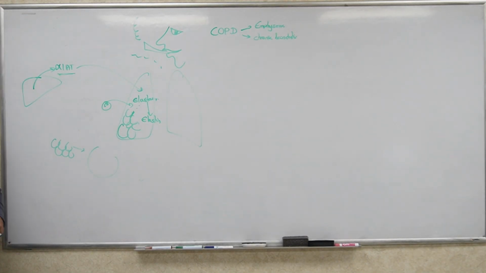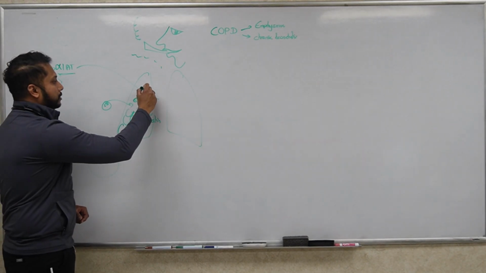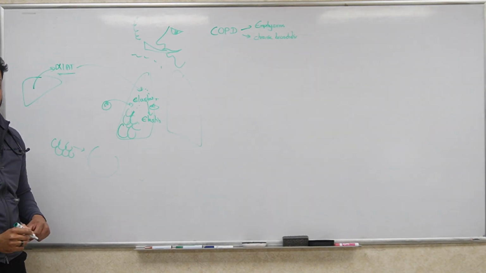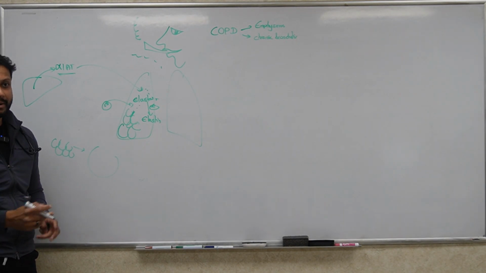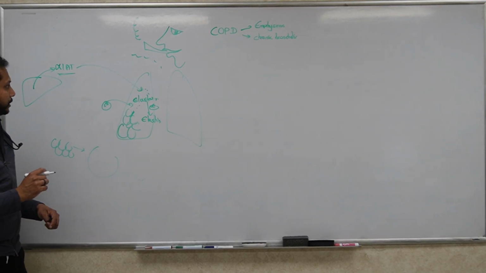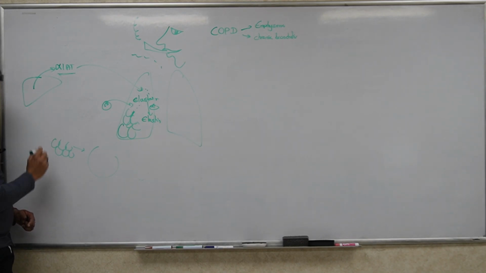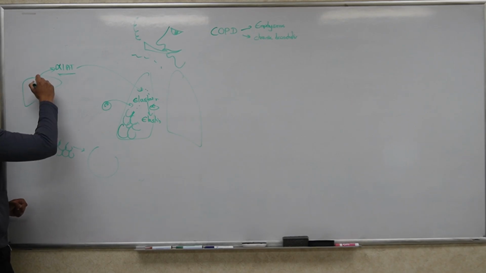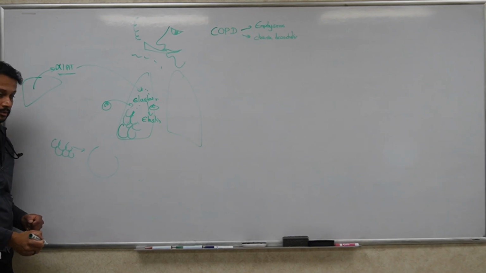And what is alpha-1 antitrypsin's job? It is to block the elastase enzyme. That's what alpha-1 antitrypsin does. It inhibits the elastase enzyme and prevents elastase from breaking down your elastin. But typically alpha-1 antitrypsin is produced in the liver. The problem with alpha-1 antitrypsin deficiency is not so much a production problem. It's a problem with releasing it out of the liver.